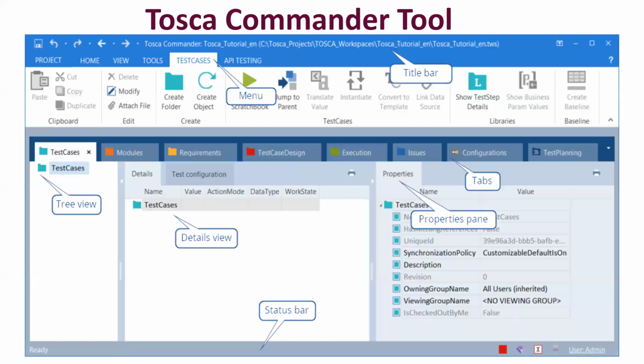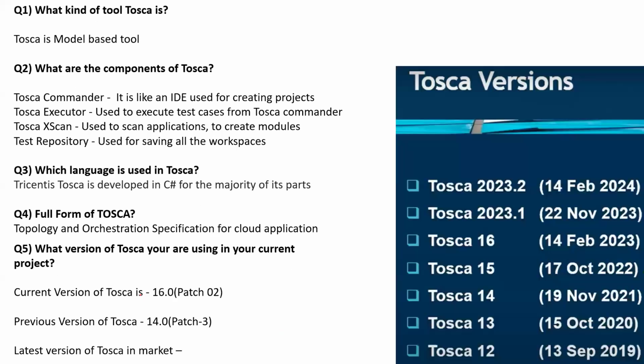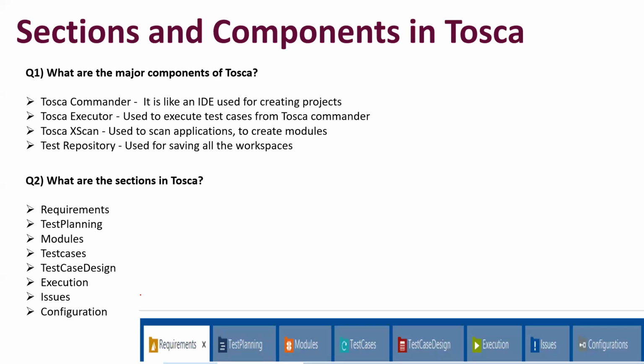Today, in yesterday's class, we have understood what the components of Tosca are and what sections are available in Tosca. Yesterday I asked one question: what is the latest version of Tosca in the market? In previous interviews, they have asked this question. For example, most people say the most stabilized version is 16.0. So 16.0 is the latest version.